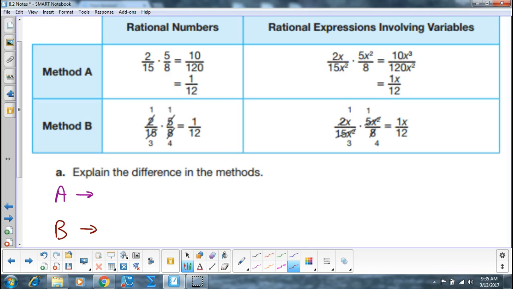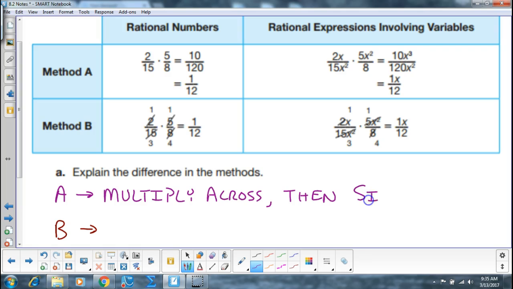What are we noticing about the difference between the two? What do you got, Meg? B simplifies first and A simplifies after. So in A, we multiply across first, then simplify, right?